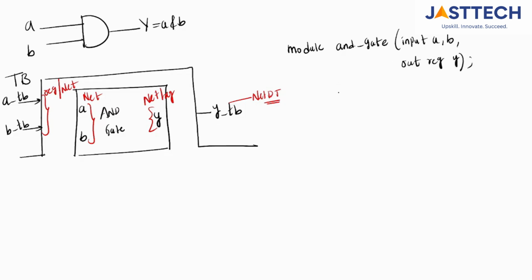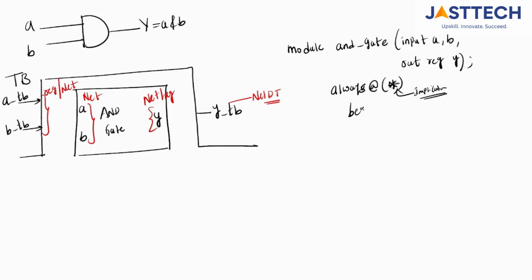Okay, and I am writing always at the rate star. So in the bracket, this is nothing but the sensitivity list. If there is any change in the inputs, then there is a change in the outputs. So if you have 100 inputs or 200 inputs, it's difficult to write them all in the bracket. If it is star, we call this the implicit operator. Writing star means it will be applicable for all the inputs.